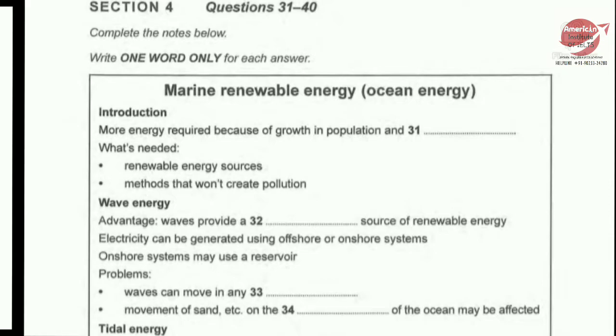Electricity can be generated using onshore systems, using a reservoir, or offshore systems. But the problem with ocean waves is that they're erratic, with the wind making them travel in every direction. This adds to the difficulty of creating efficient technology. Ideally, all the waves would travel smoothly and regularly along the same straight line. Another drawback is that sand and other sediment on the ocean floor might be stopped from flowing normally, which can lead to environmental problems.